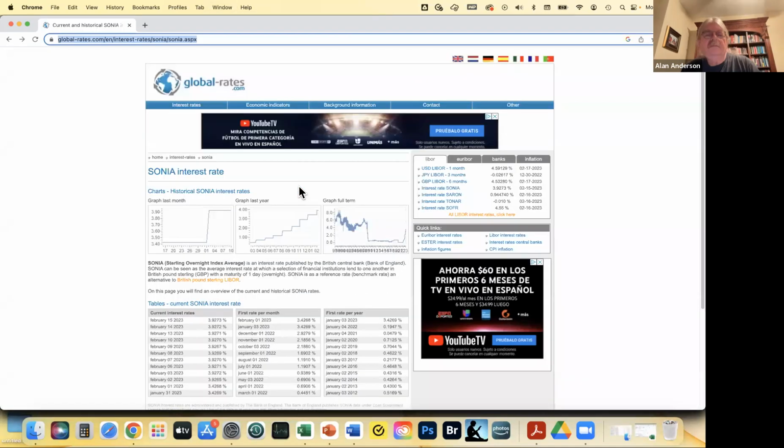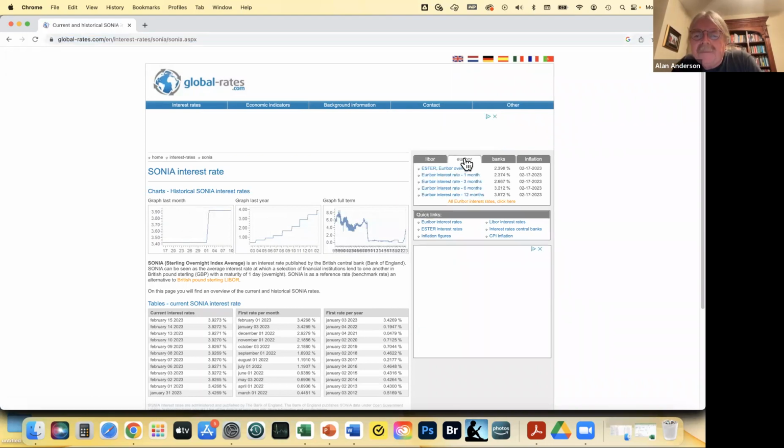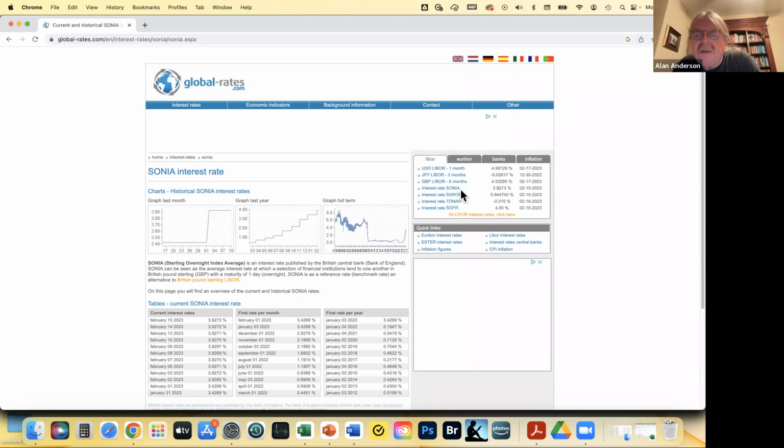There it is. Okay, so this gives you what you need to know. Now they're still publishing the LIBOR numbers, but they're just not being used. I suppose you could still find a bank that offers LIBOR rates for deposits, but you just don't see it very often. This is ESTR for Europe.